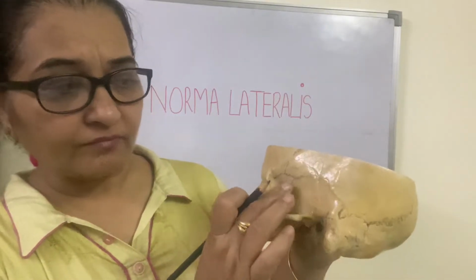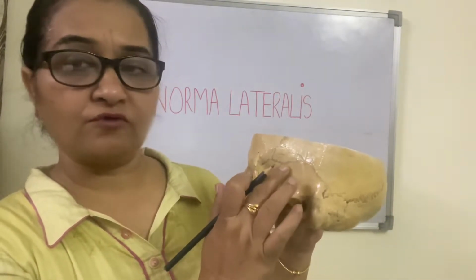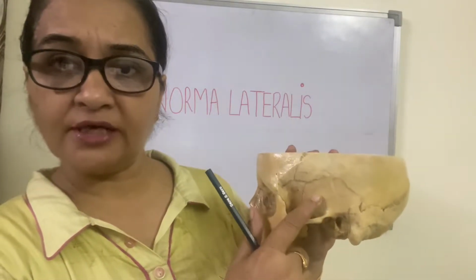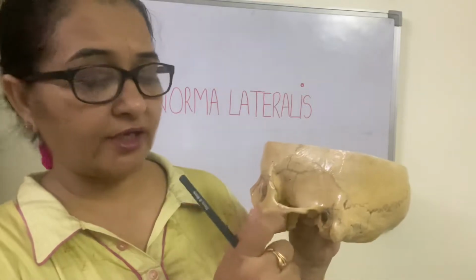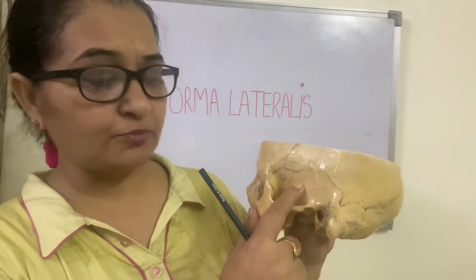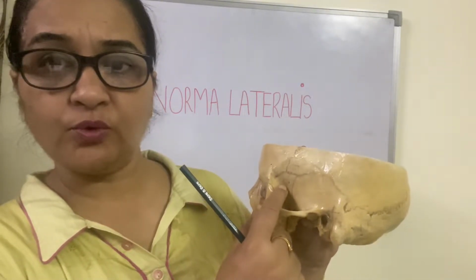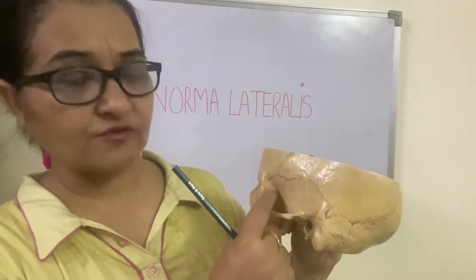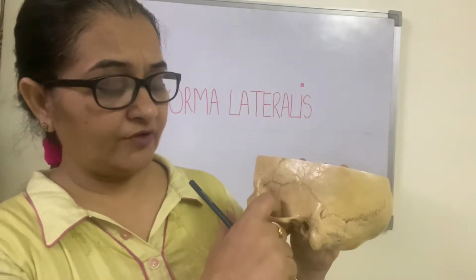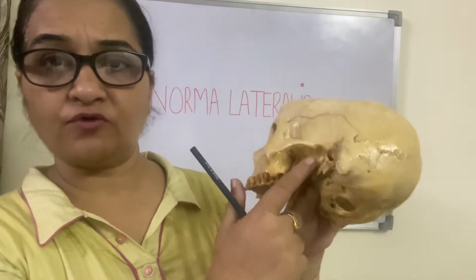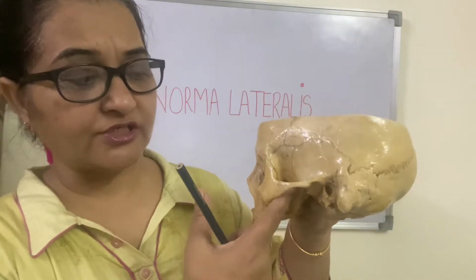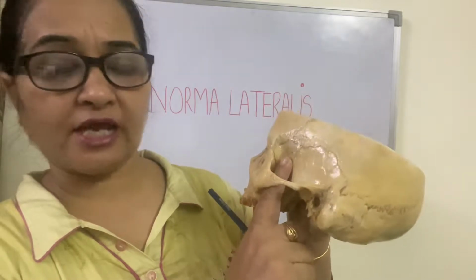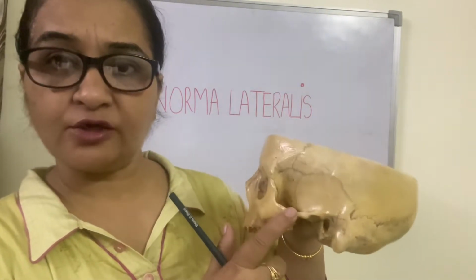Now this region is known as the temporal fossa. What are the different bones forming it? This is the squamous part of the temporal bone, this is the sphenoid bone. You can say the anterior wall of this temporal fossa is formed by the sphenoid bone, and inferiorly it communicates with the infratemporal fossa. So this is the infratemporal region. The temporal fossa communicates with the infratemporal region through this gap between the zygomatic arch and the temporal bone.